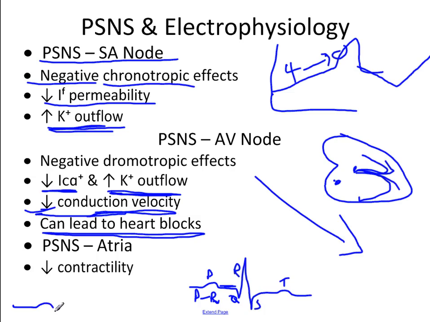You're going to see a P wave, and then the PQ interval is going to be much longer because there's going to be a delay between when that signal gets from the atria down to the ventricles. All right. So that's something you have to keep in mind.